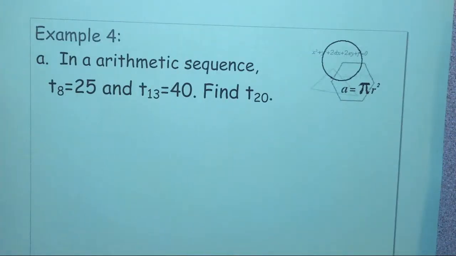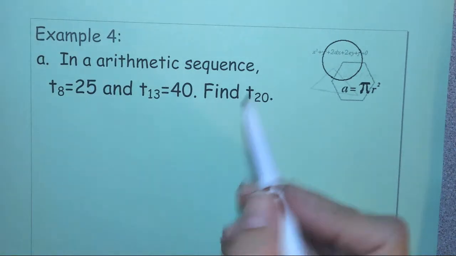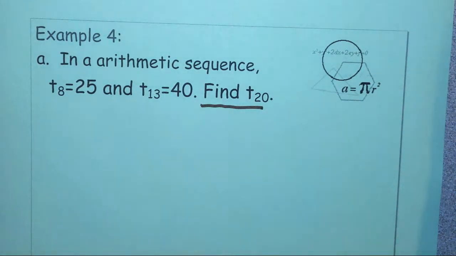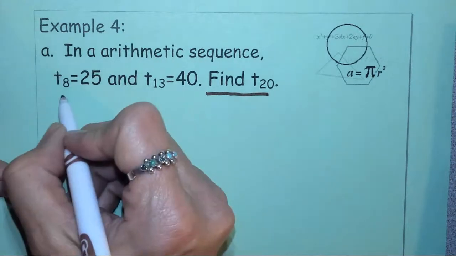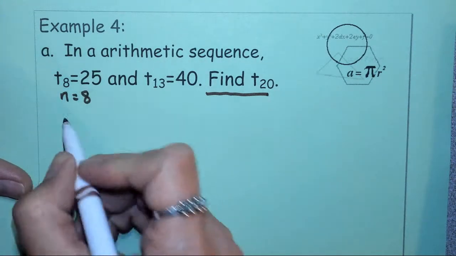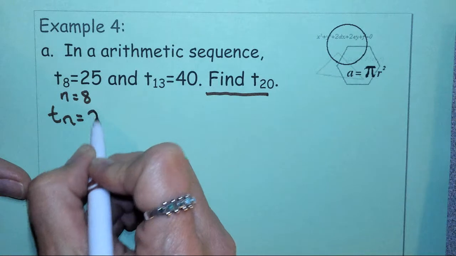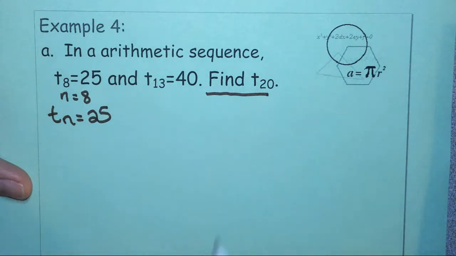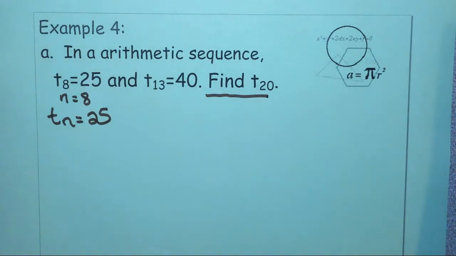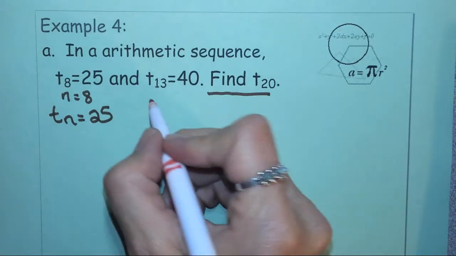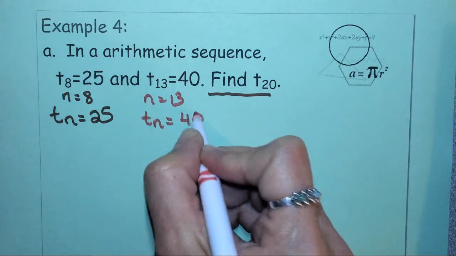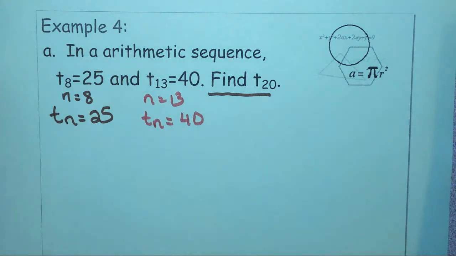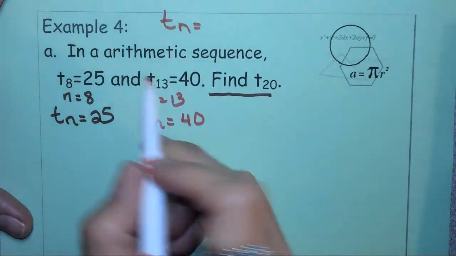In example 4, they ask me to find the 20th term. But they don't give me the first term and they don't give me the common difference. So instead, I have to go find those. They do tell me that when n is equal to 8, Tn equals 25. They also tell me that when n is equal to 13, Tn equals 40. So what we're going to do is we're going to plug into our arithmetic equation.